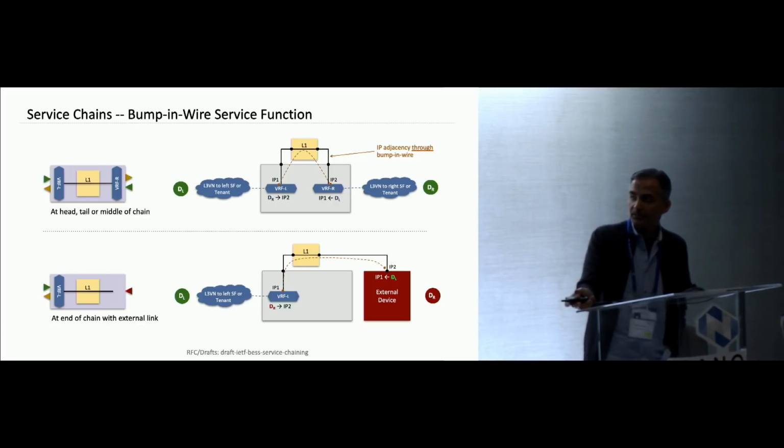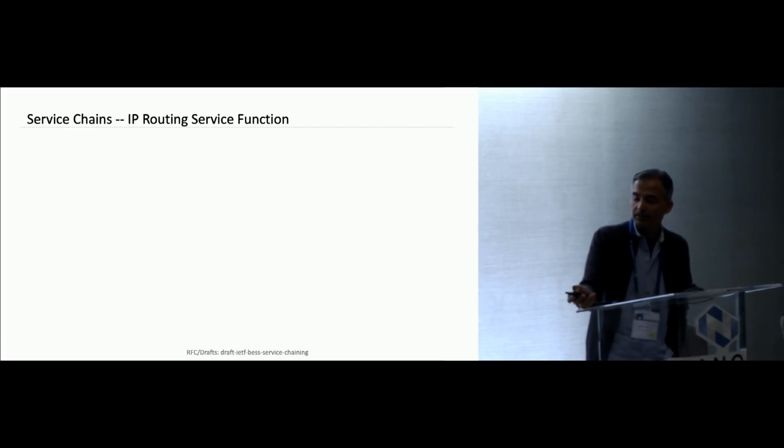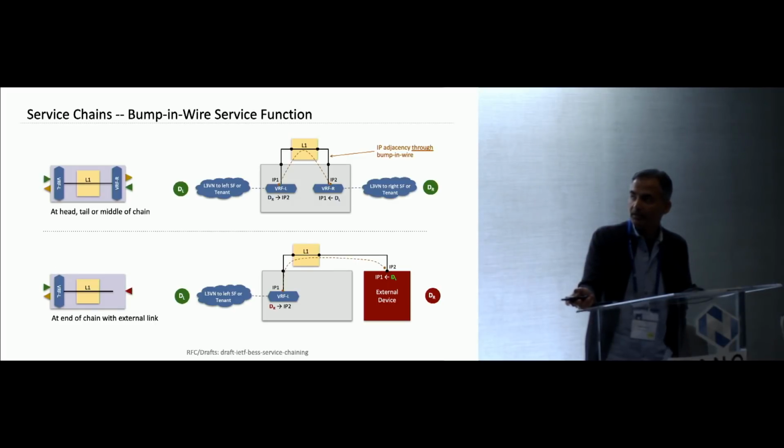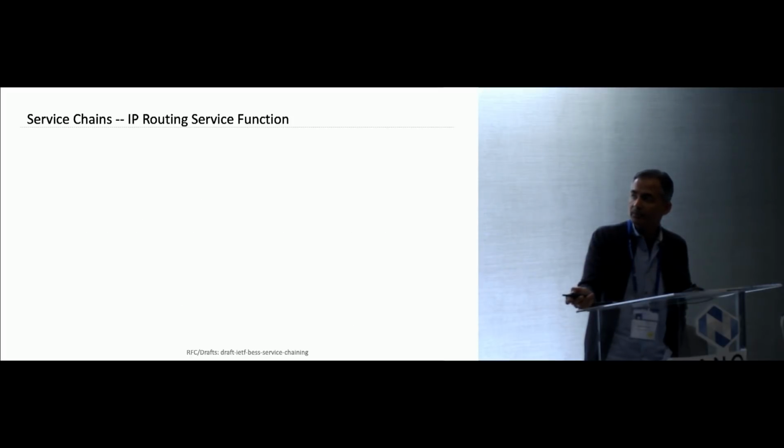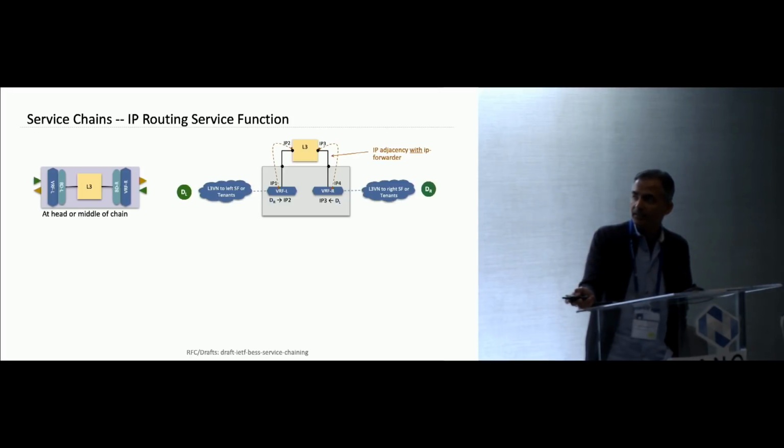In this case, only one side. It's one-legged, because the other leg of the service function goes outside, right? In the case of L1, the bump in the wire, these 2 VRFs are adjacent. And in the case of L3, they're not adjacent, they're adjacent to the left and right interfaces of the service function. But again, the routes on the left have to be propagated to the right, and the routes on the right have to be propagated to the left.